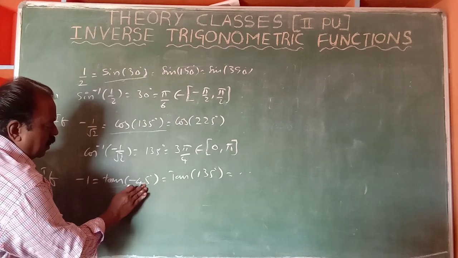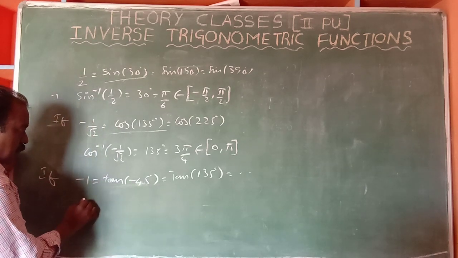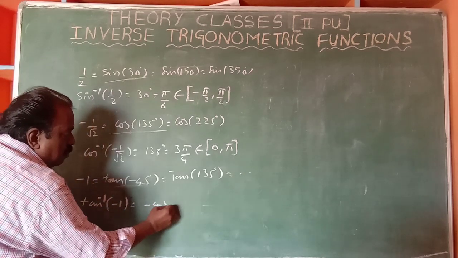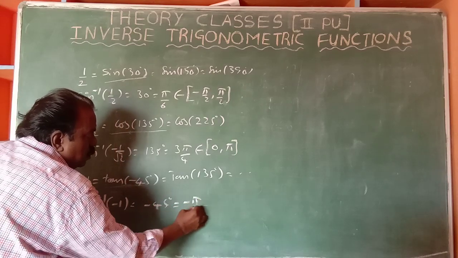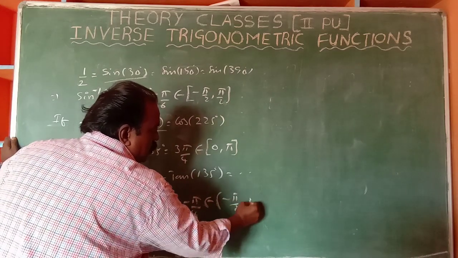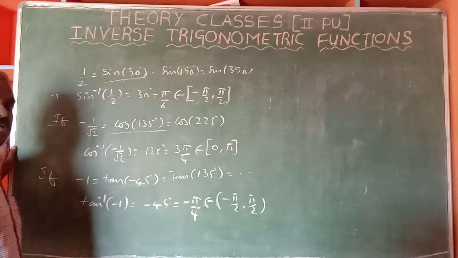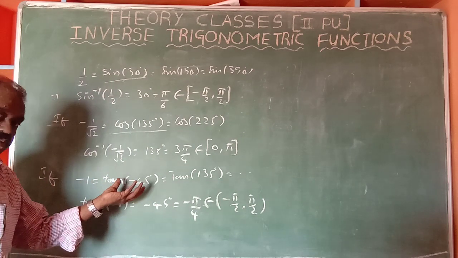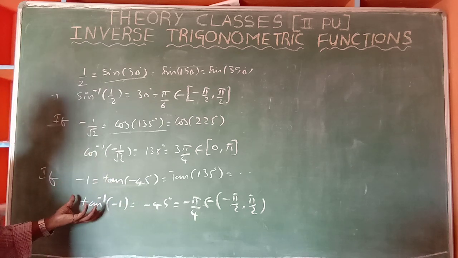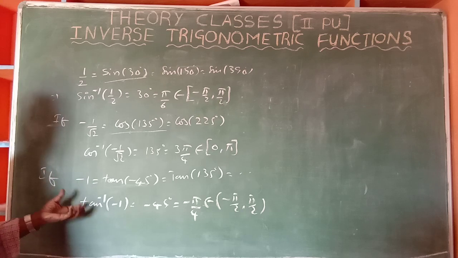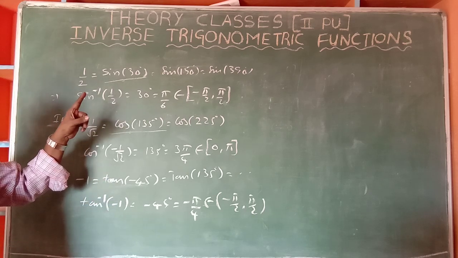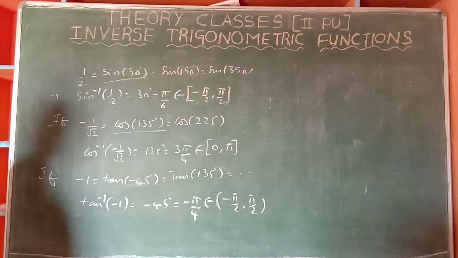Now, tan inverse of minus 1 is equal to minus pi by 4. This belongs to the open interval minus pi by 2, pi by 2. Here also, in order to find the angle minus 45 degrees, we are taking the inverse concept. Tan inverse of minus 1 is minus pi by 4. This is the reason to study inverse trigonometric functions.